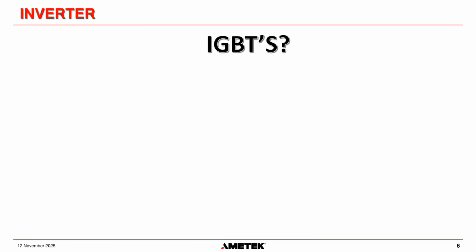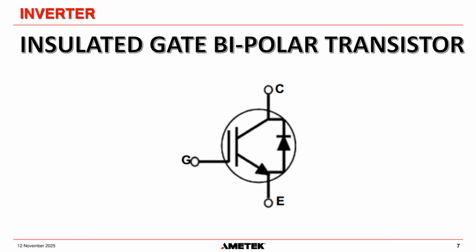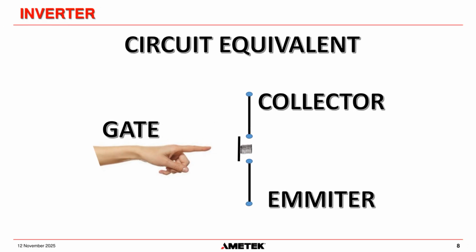The technology of choice for inverters is what's called an IGBT, which is an insulated gate bipolar transistor. That's the representation of it on the screen there. We have a gate, we have a collector, and we have an emitter. The easiest way to look at a transistor is this way here. I know you shouldn't touch electricity, so don't do this at home. But in its most basic form, a transistor is a switch.